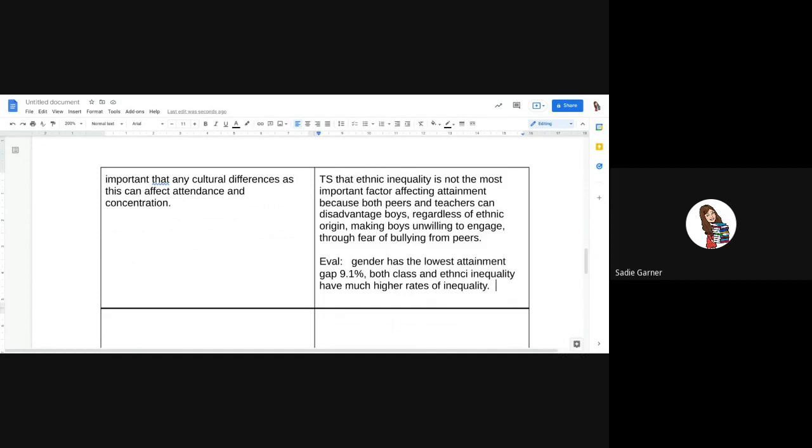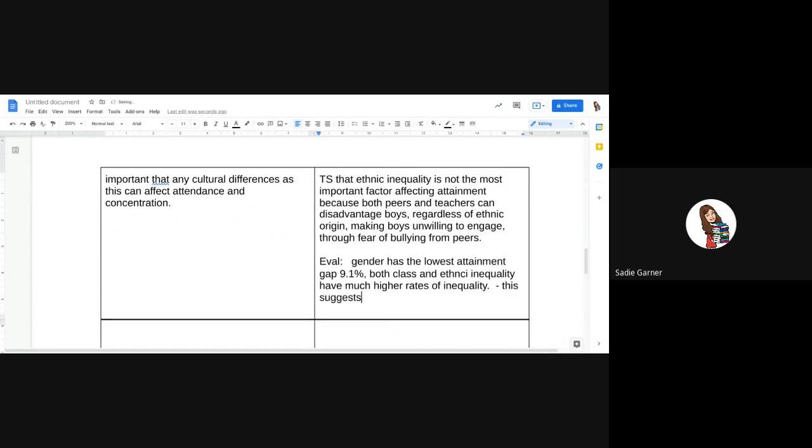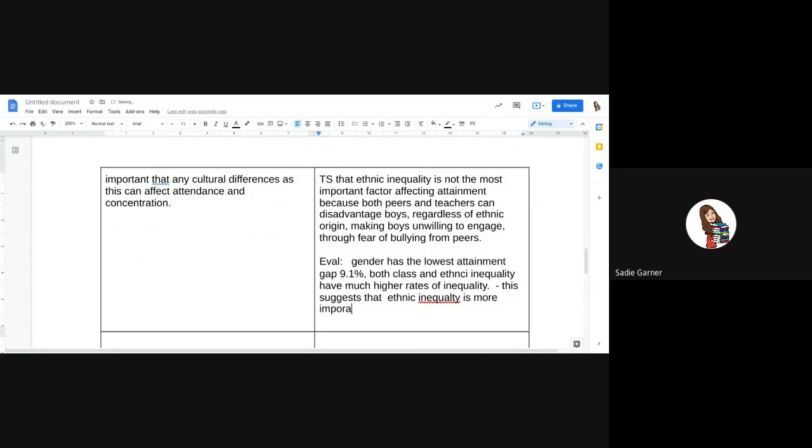Therefore, this suggests that ethnic inequality is more important than gender. Try and bring that to the question.